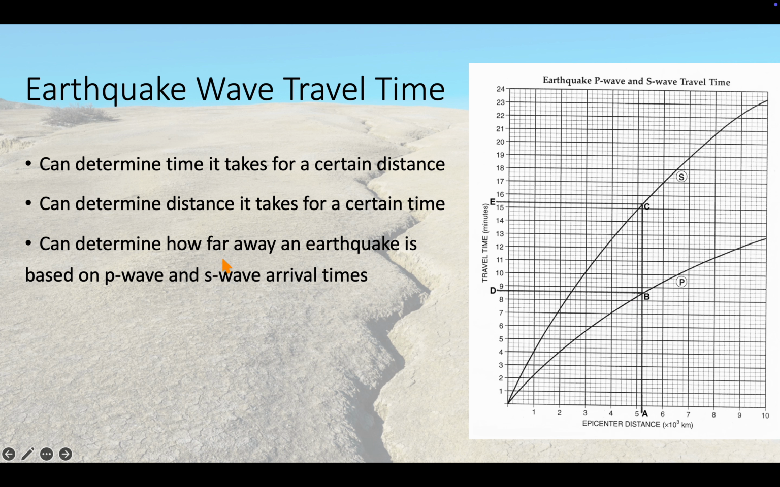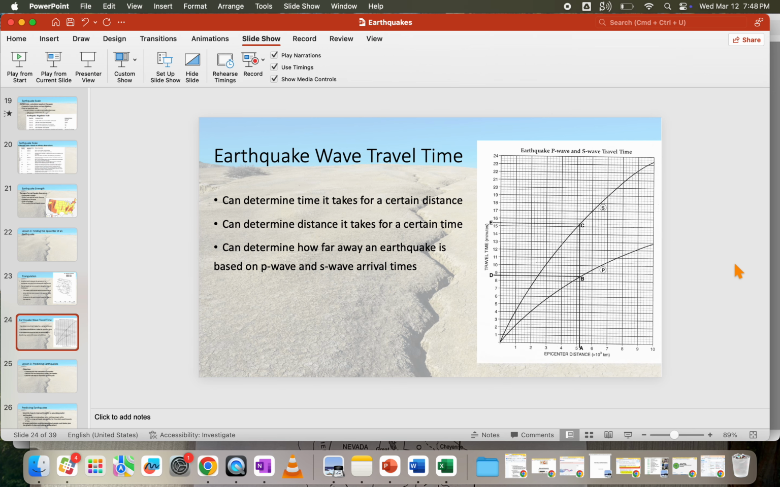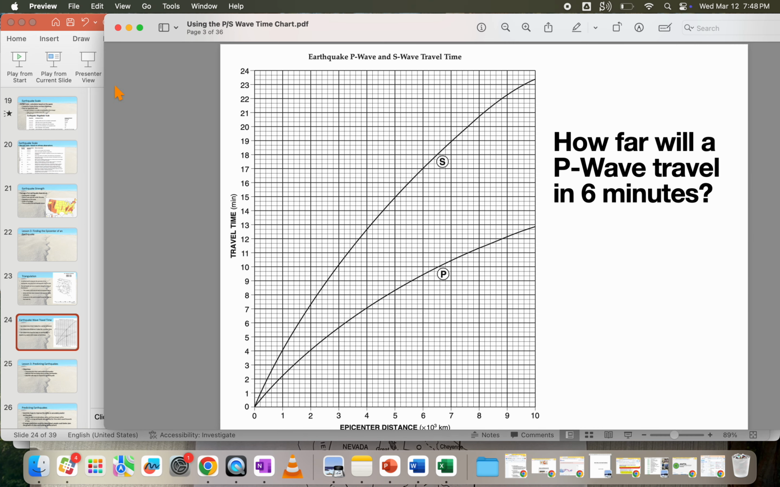And it can also determine how far away an earthquake is based on P wave and S wave arrival times. So if we know that there's a certain amount of time between the waves, that's something I'll go through with you later too. We'll go more in depth with that. But I'm going to go ahead and switch over to this other one.